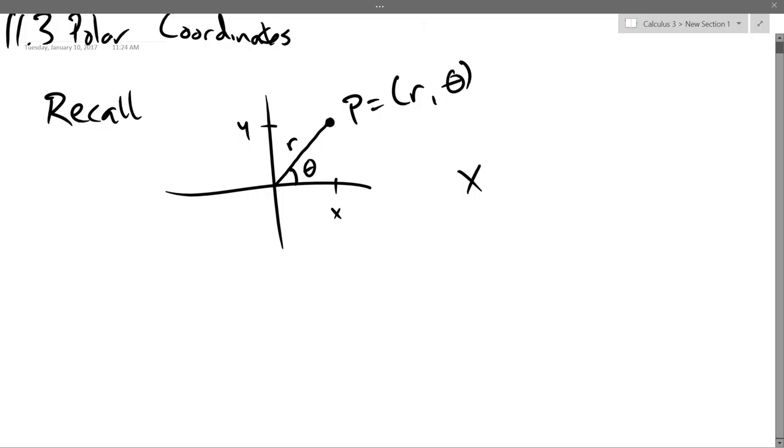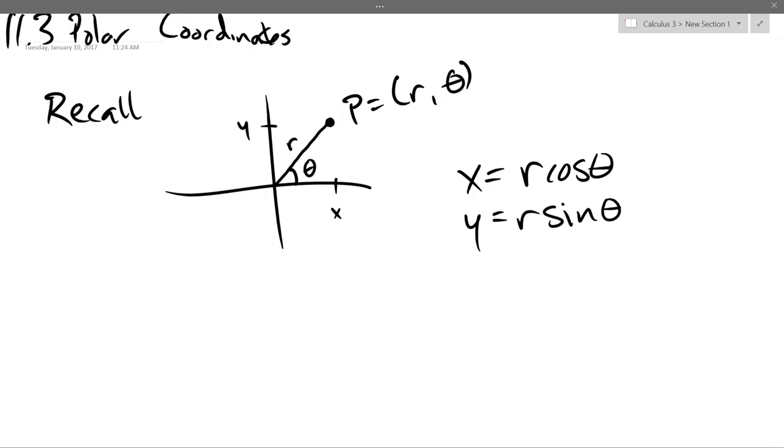So our equations, we have x equals r cos theta and y equals r sine theta. These are the two basic equations to convert polar to rectangular and vice versa. What are the other, there's two other equations we used to relate x, y. How do I relate x and y to r? Forget about theta.